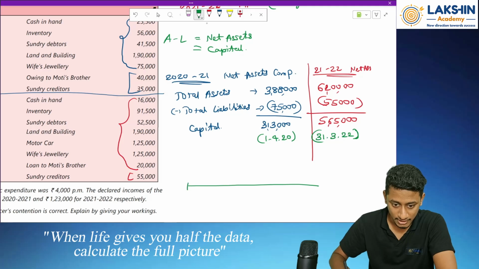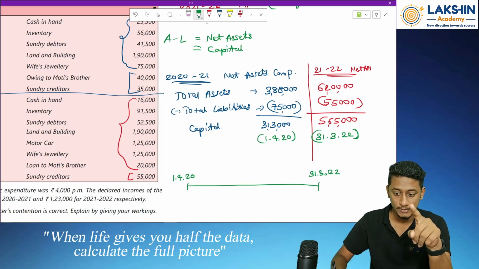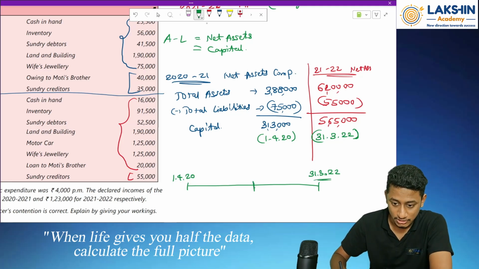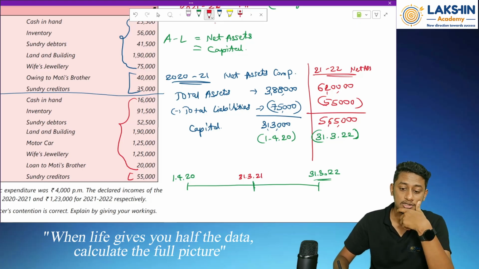This is my timeline. This is 1/4/20. Then what else is given to us? 31/3/22 is given to us. Basically, 1/4/2022 will be equal to 31/3/22. But 31/3/21 is not given to us, right? 31/3/21 is not given to us. Now how to find out?